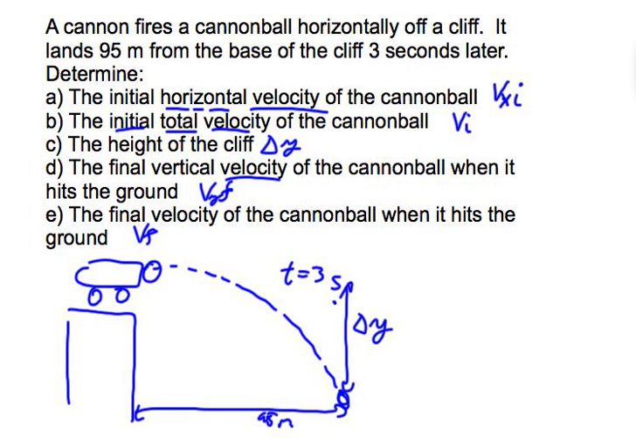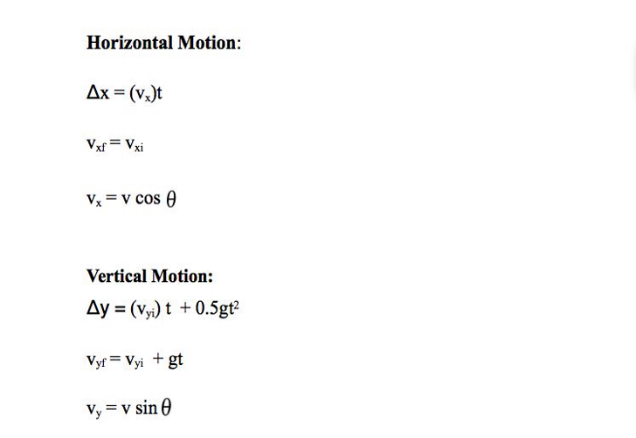So the first thing we're looking for is vxi, the speed when it's first fired. So we're going to look for an equation along these lines. We know t, and this 95 meters is how far the cannonball goes horizontally, so that is delta x. And delta x is 95 meters. If I look at my equations, I'm talking about horizontal motion, where I know time and delta x, and I'm looking for vxi. So this looks familiar. I know delta x and I know t.